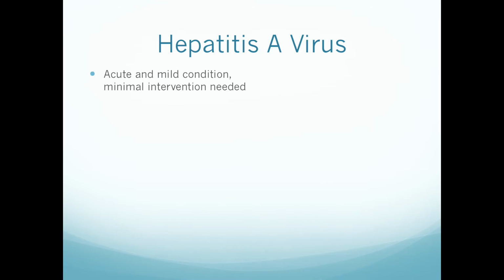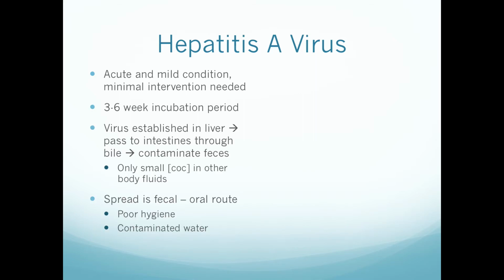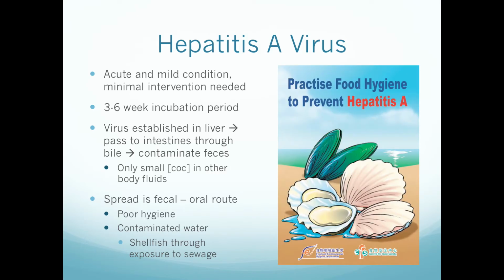All right, so we'll start with Hep A. Hep A is an acute and mild condition. Minimal intervention is needed. However, when there are outbreaks of Hep A in a region, they do offer Hep A vaccine clinics afterwards, free of charge for people who have eaten at that area, because this is the one that is going to be food related.